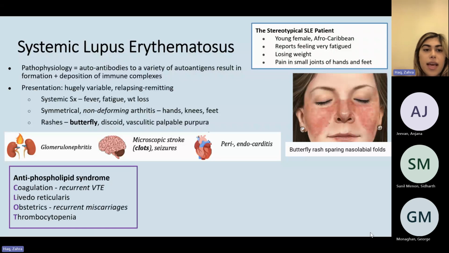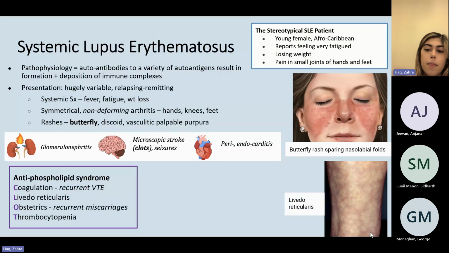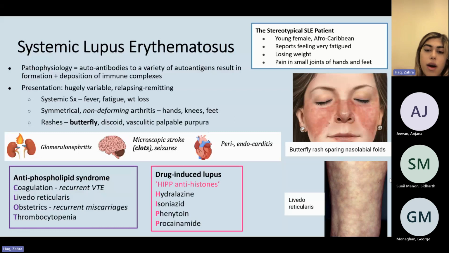And systemic lupus is associated with antiphospholipid syndrome, which is a syndrome of procoagulation. So recurrent VTEs, livedo reticularis, which is another skin sign, obstetrics, so recurrent miscarriages, and thrombocytopenia. This is an example of livedo reticularis, commonly seen on the thighs. You can also get drug-induced lupus, which is quite rare, but is associated with antihistone antibodies. There are certain drugs that can cause drug-induced lupus as well.